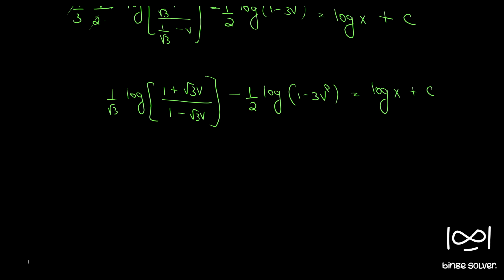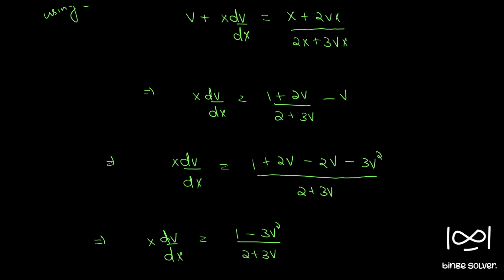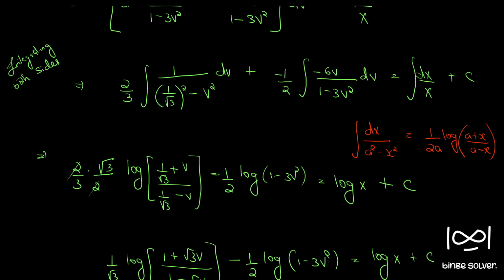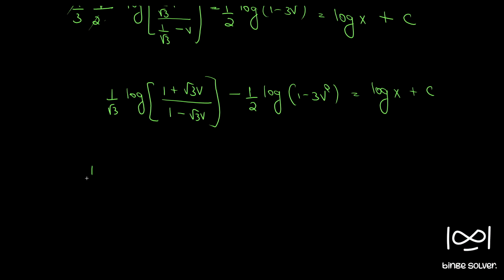So now we can use the substitution for v. If you check the step 8, we have v equal to y by x. So if you put v equal to capital Y by x, we have 1 by root 3. Before doing that substitution, we'll just combine the log terms using the logarithm properties. So we'll take these two terms.